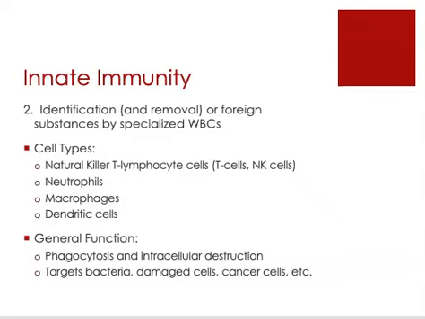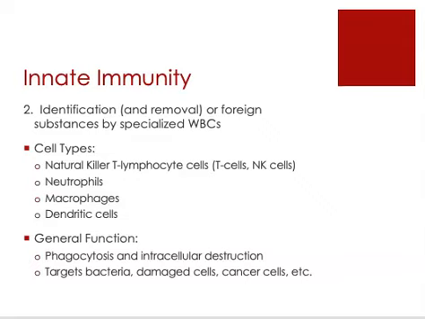The second function of the innate immune system is to identify what is foreign and differentiate it from what belongs in the body, and then basically remove the foreign material by activating specialized white blood cells. Now, when we think about the white blood cells, there is no one type of white blood cell that makes up the innate side of the immune system.